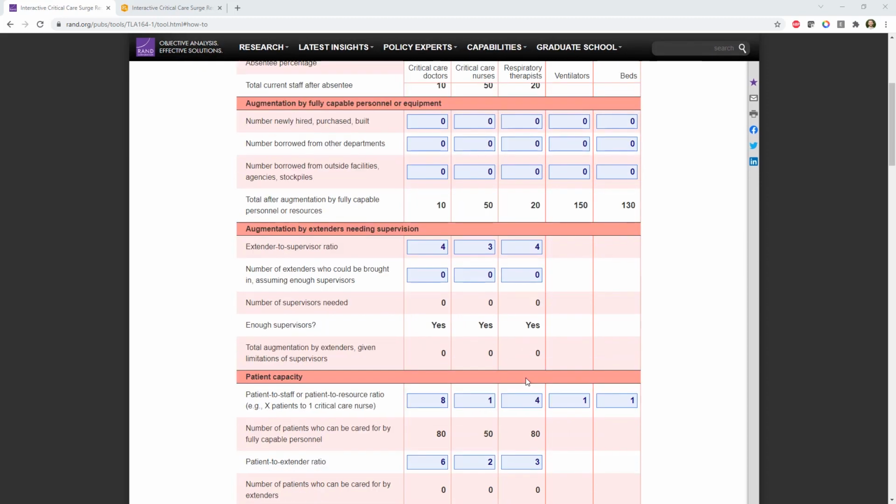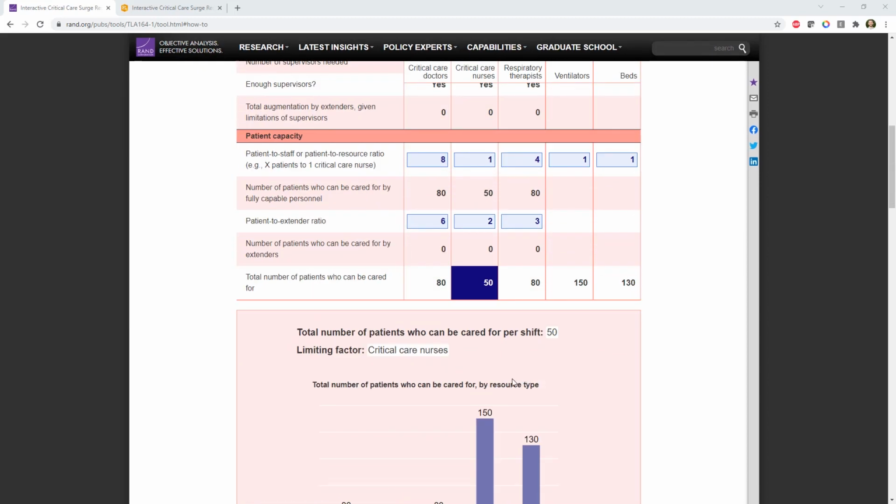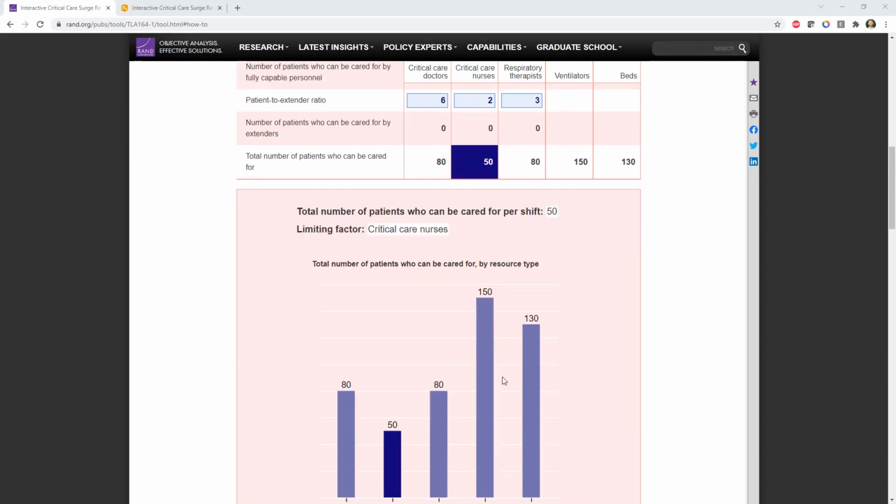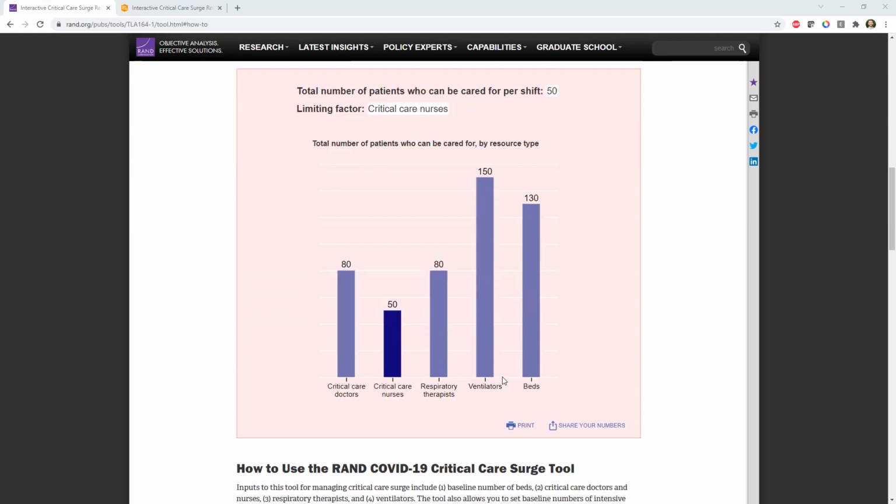This tool then identifies the total number of patients who can be cared for per given shift, as well as the factor that is limiting the total number of patients that can be cared for. In this example, we see that it is critical care nurses. Now, this is a very valuable tool, but what if we wanted to understand these results among multiple facilities or at a county or state level?